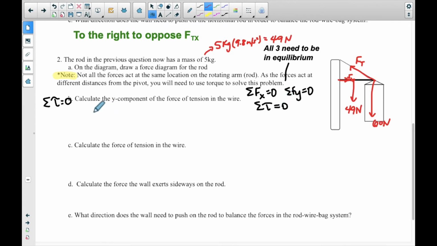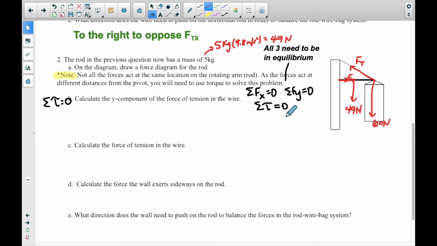Question number 1 says calculate the y component of force of tension in the wire. Here is the deal. Last semester, we spent a lot of time with the sum of forces equal to 0 in the x direction, and the sum of forces in the y direction equal to 0. Now we're adding a third part of that, and that is that the sum of the torques also has to equal 0. All 3 of those need to be in equilibrium because otherwise something's going to fall or spring up or whatever. So the only way we can have this sitting at rest is if all of these are in equilibrium.